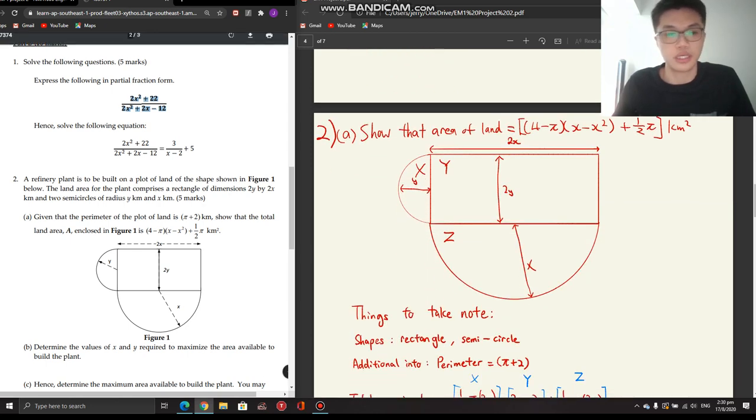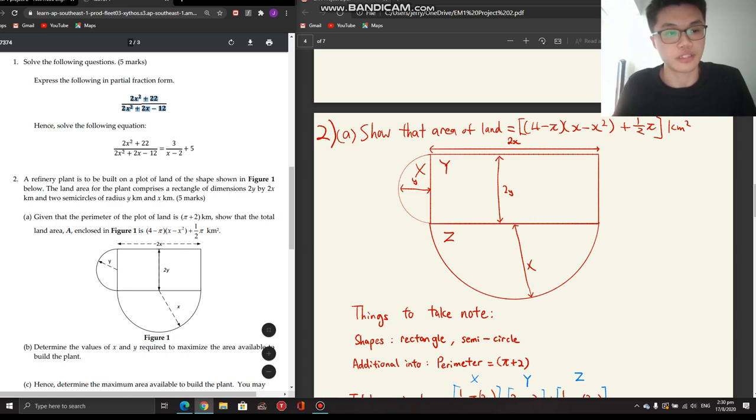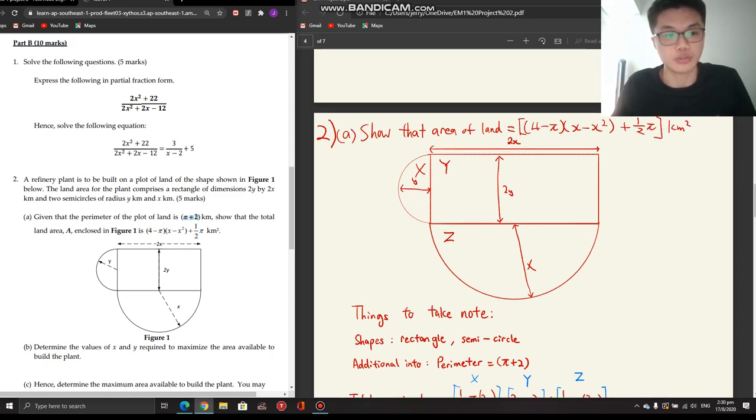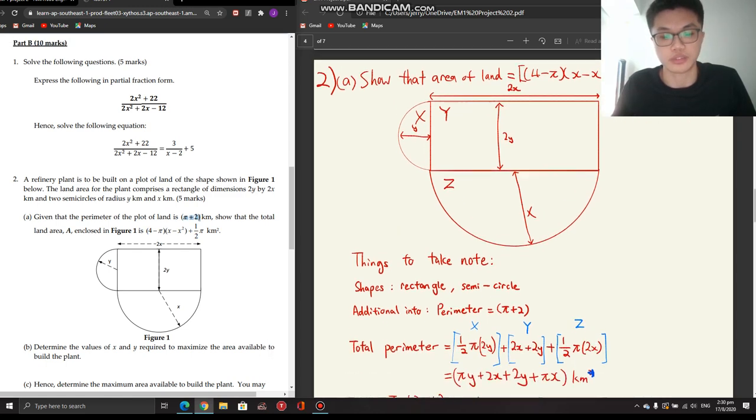Moving on to question 2. It gives the info that a refinery plant is to be built on a plot of land of the shape shown in figure 1 below. The land area for the plant comprises a rectangle of dimensions 2y by 2x kilometers and two semicircles of radius y kilometers and x kilometers. In part A, it wants us to show that the land area A in figure 1 is this expression. It also gives us the info that the perimeter equals pi plus 2, and this is a rectangle and these two are semicircles.